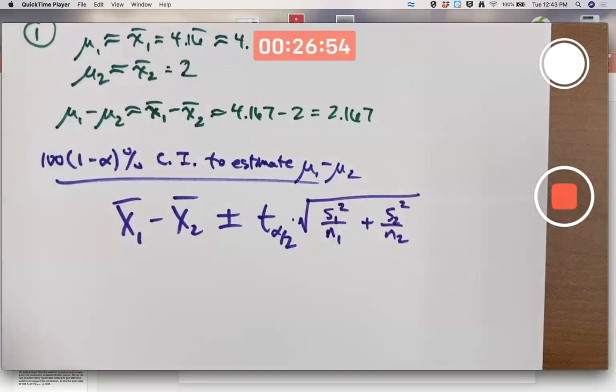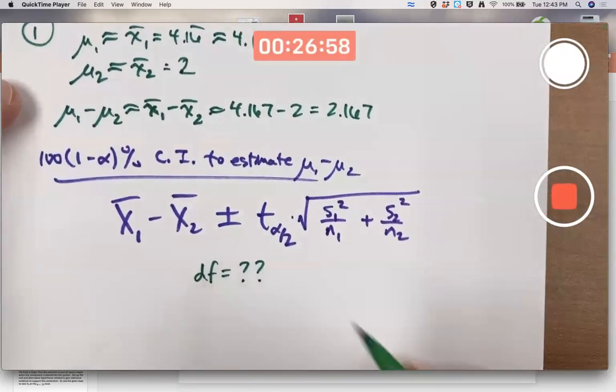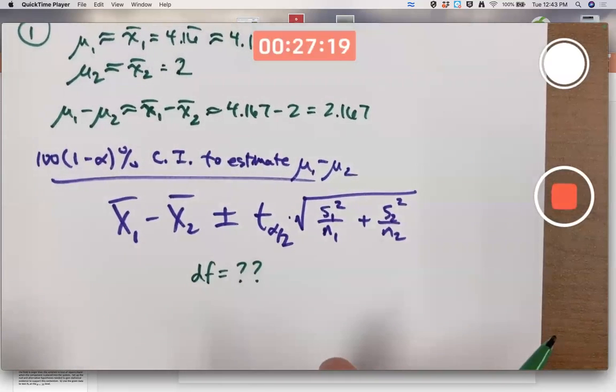Degrees of freedom equals question mark. And that's important, right? Because that determines what T we should use. And the answer ends up being, depending on what you know about the population variances and maybe what you don't know is a better way to phrase it.